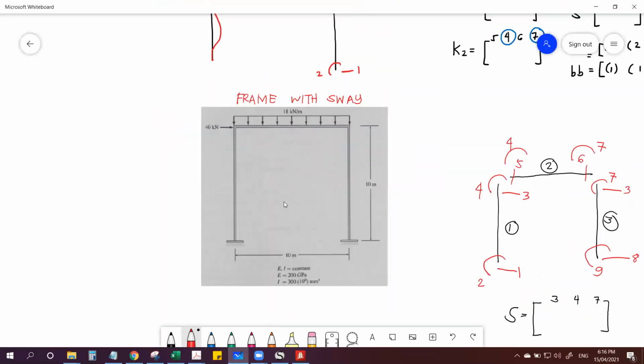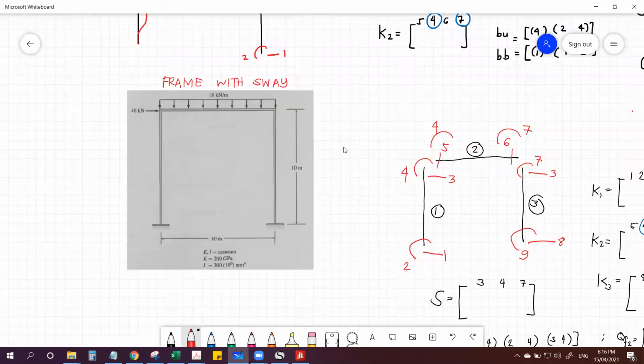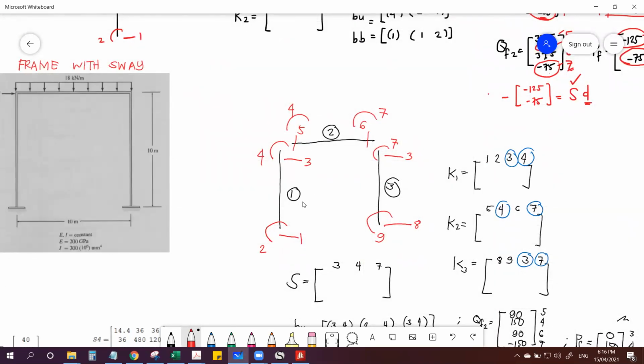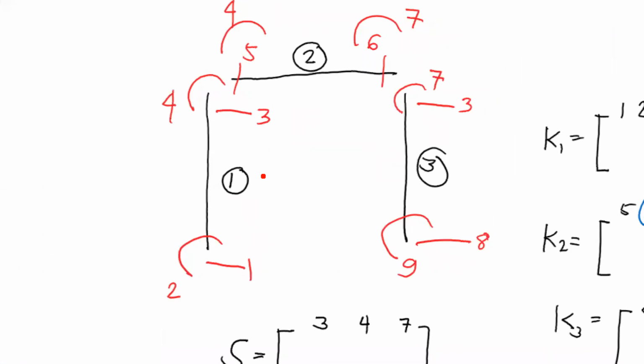So the given is a portal frame with a uniform load on top and a 40 kilonewton lateral load, 10 meters by 10 meters, and we have an elasticity of 200 gigapascal and inertia of 300 times 10 raised to 6 millimeters to the fourth. Again, this is the coding that we will be using. So this is number 1, number 2, number 3.